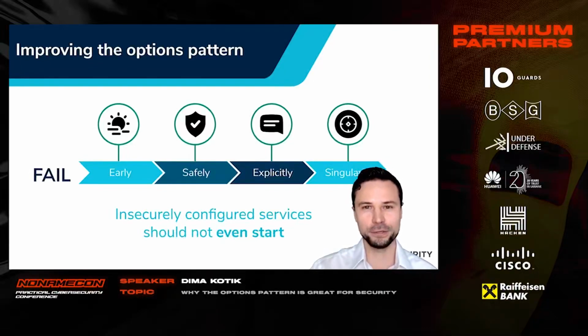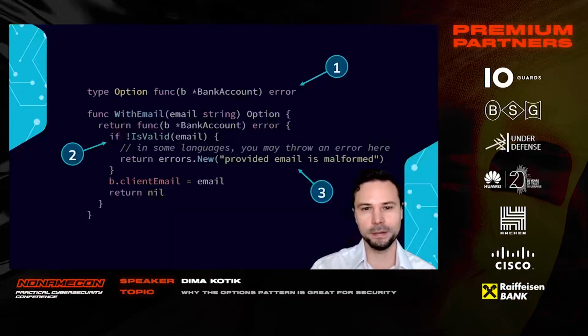And the truth is, if you're serious about security, insecurely configured services should not even start. It is the responsibility of your application not to start if it was given wrong settings. Weak settings are also a failure state. How can we improve the classic options pattern to account for the 4 failure states or ideal failure conditions? We will simply do this by modifying the signature of the option definition. It will still be a function taking a pointer to the object being configured, but it will return an error.